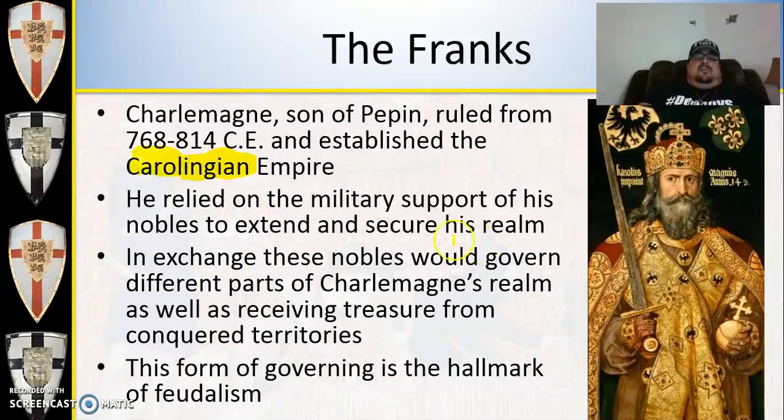Relied on the military support of his nobles. So he got support from his nobles. These nobles will govern different parts of Charlemagne's realm as well as receiving treasures. This form of governing is the hallmark of feudalism. So the exchange, kind of like you do this for this, you do this for this. That is important to think about. And receiving treasure. Conquer territories. Always good to remember that.